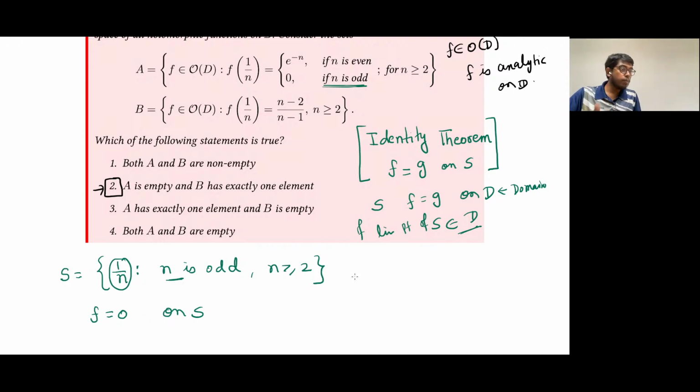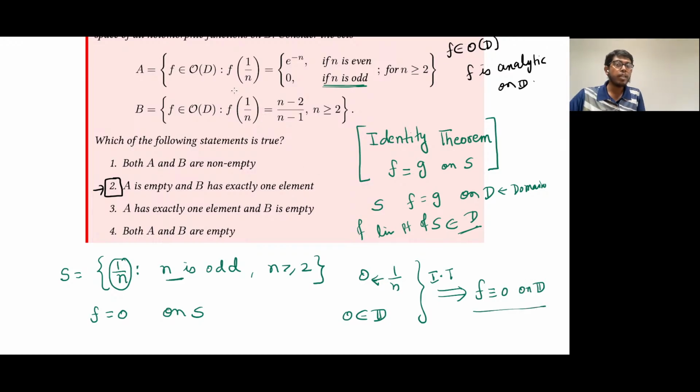Now, what is the limit point of S? 0 is the limit point of S, since 1 by n converges to 0, and 0 belongs to the open unit disk. And therefore, from the identity theorem, f equals 0 on D. But it says that if n is even, then it's e to the minus n. But you see that f is entirely 0 on the whole disk, so whatever value you take, it will always be 0. So therefore A is equal to the empty set.